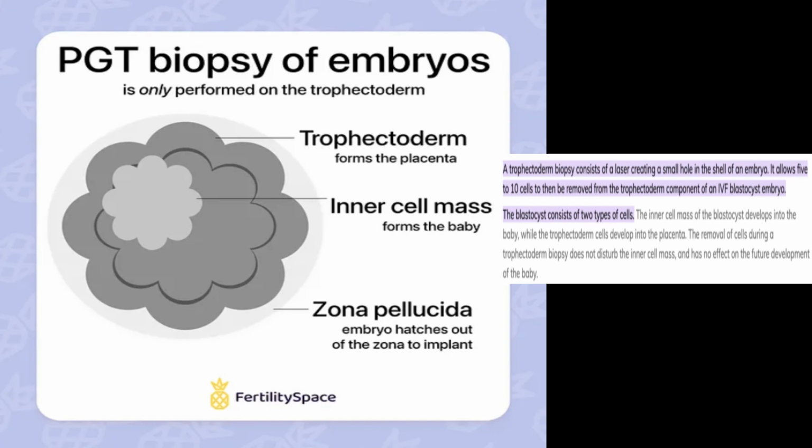Now, a trophectoderm biopsy consists of them using a laser to make a small hole in the shell of the embryo, and then they retrieve about 5 to 10 cells to send off for testing, and then they freeze the rest of the embryo. There are two types of cells in a blastocyst. Once the embryo grows to 5 days, it becomes a blast. There's the inner cell mass, which develops into the baby, and then there's the trophectoderm, which develops into the placenta.